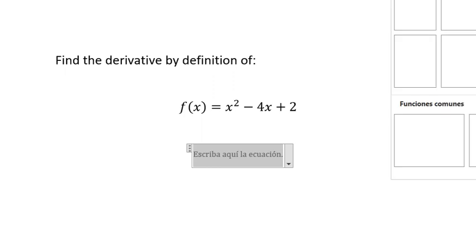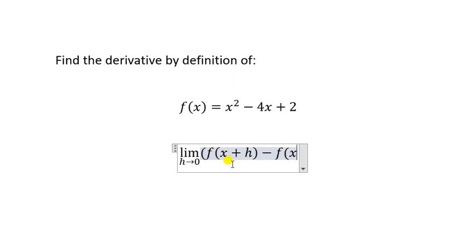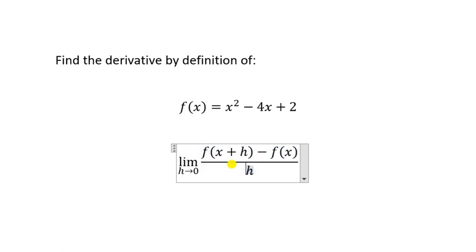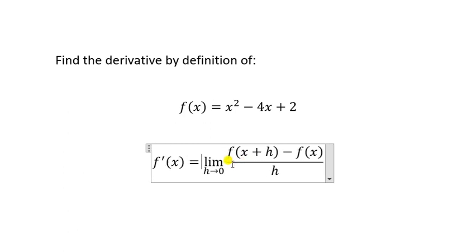It will be the limit as h approaches 0 of the difference of functions. It will be f of x plus h minus f of x, all of this divided into h, right? This is the definition of the derivative of a function. So in this case, it would be f prime x equals limit as h approaches 0 of f of x plus h minus f of x, all of that divided into h.